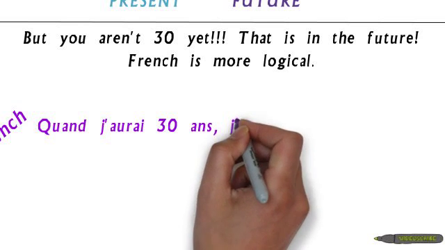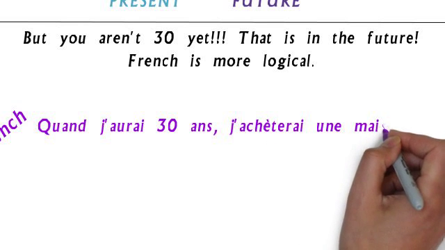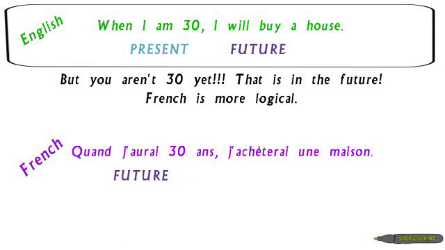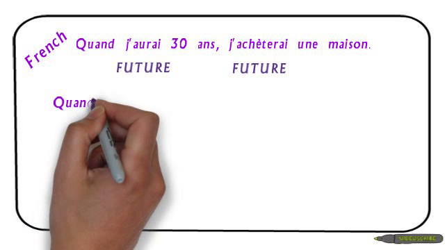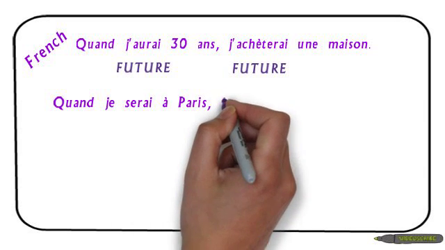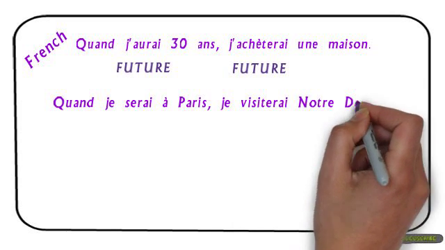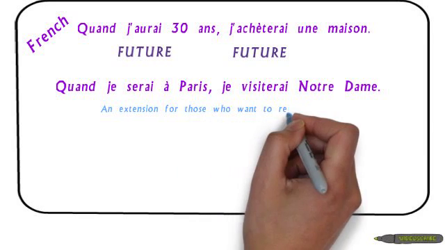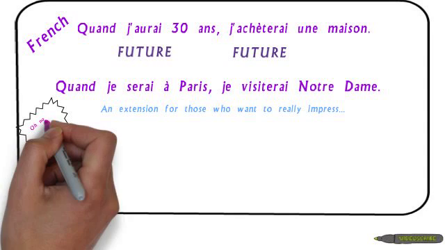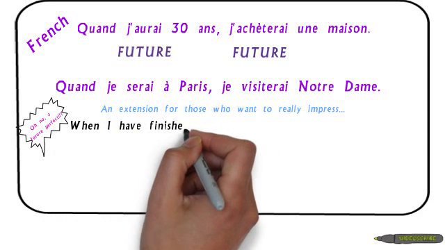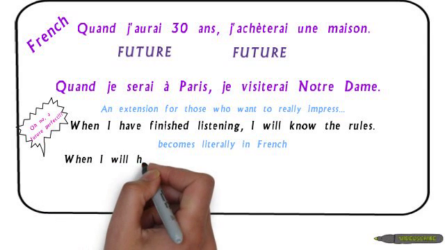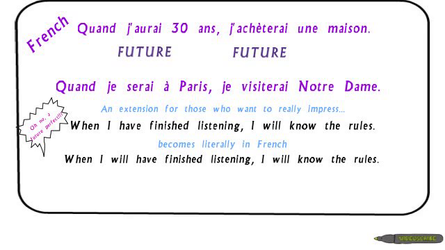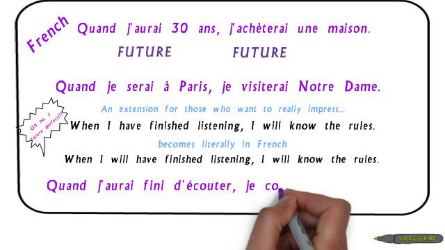So both bits of the sentence are in the future tense. It's not the same as English, but it is very logical. So let's look at some other examples. Quand je serai à Paris, je visiterai Notre-Dame. Quand je serai à Paris, when I will be in Paris, je visiterai Notre-Dame. I will visit Notre-Dame. We could also have a future perfect. So, when I have finished listening, if we put that into the future, it would be when I will have finished listening in English, which is what the French would say. Yeah? So, quand j'aurai fini d'écouter, je connaîtrai les règles. I will understand the rules.